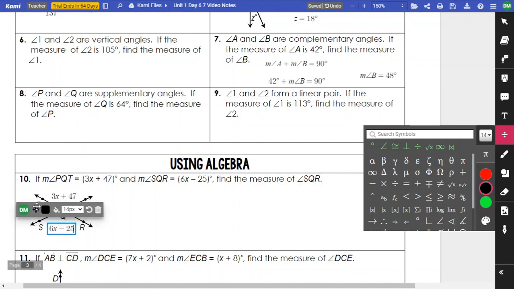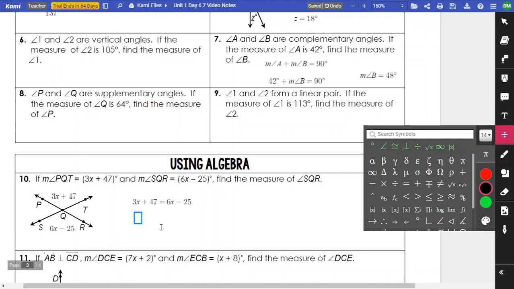And what kind of relationship do these two angles have? All right, these are vertical angles, so that means that they are congruent and their measures are equal, which means that we get to use one of our favorite tools, which is the equal sign. So 3x plus 47 is equal to 6x minus 25. From here, we can just solve a little bit of algebra.